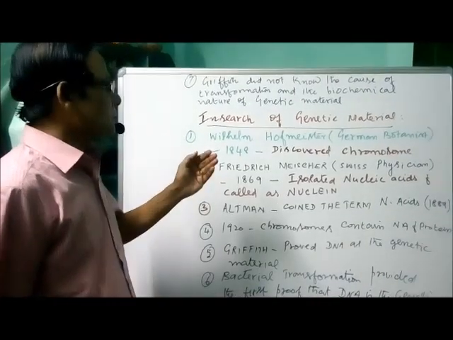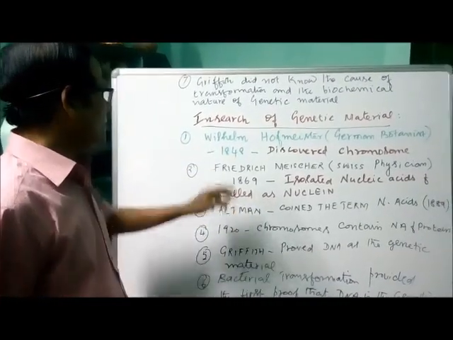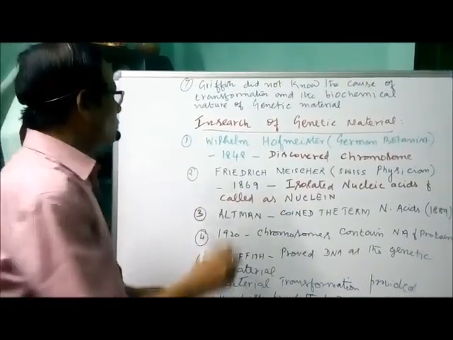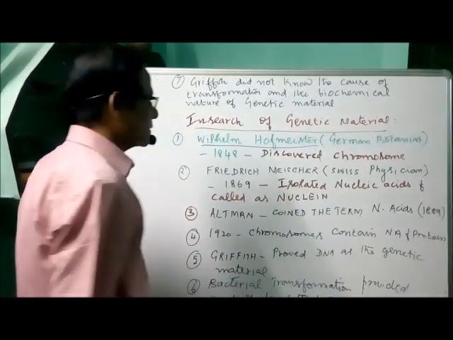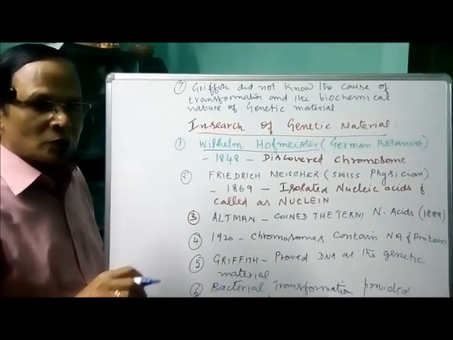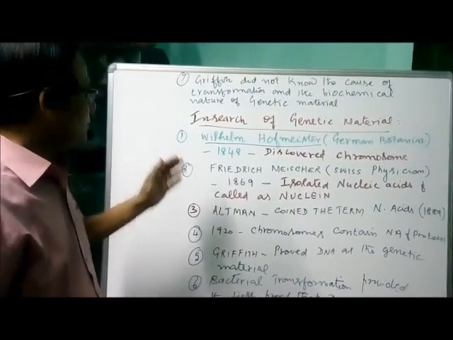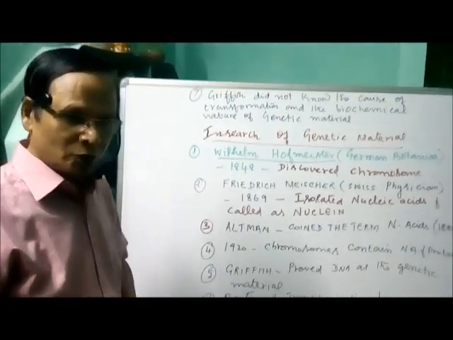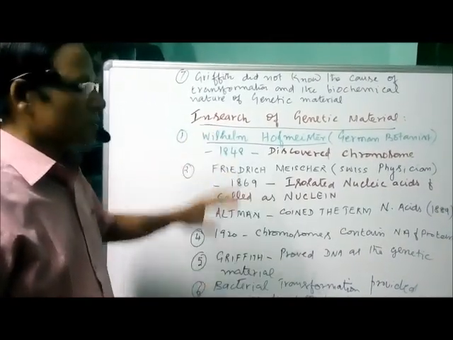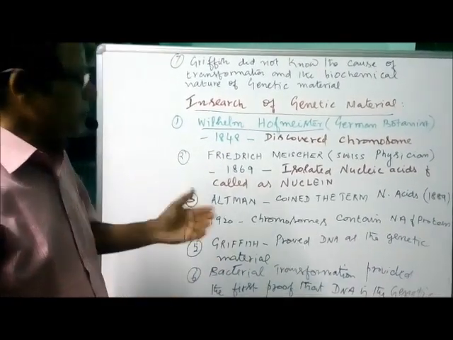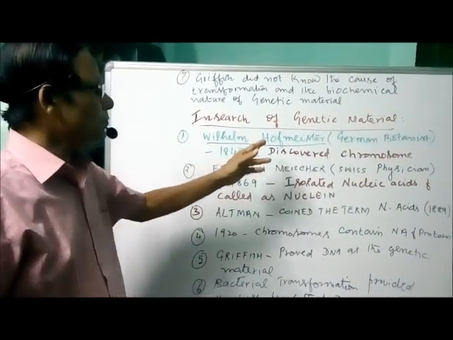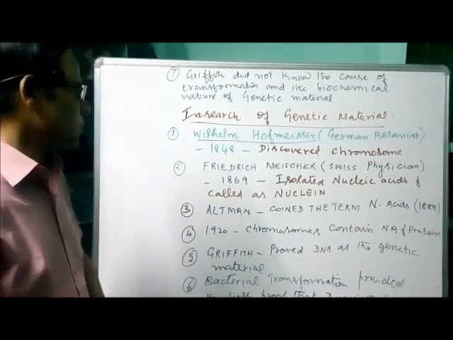Now, the chromosome was discovered in 1848 by a German botanist, Wilhelm Hofmeister. When he was observing mitosis, he observed small rod-like structures. He did not use the term chromosome; the term chromosome was given by Waldeyer. So he observed these rod-like particles, he didn't give the name, but the name was given by Waldeyer. The discovery of the chromosome came from Wilhelm Hofmeister, a German botanist.